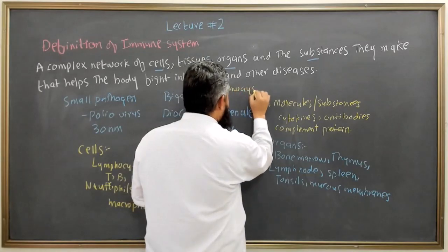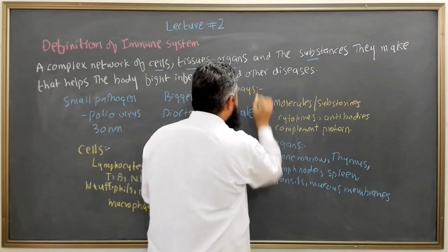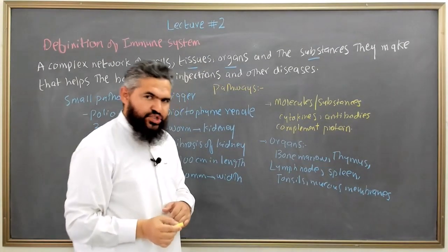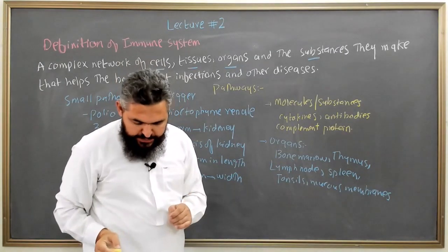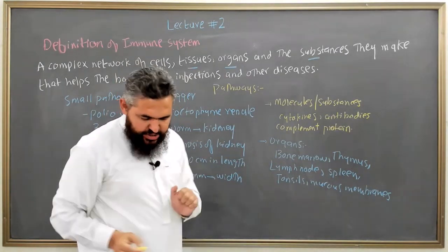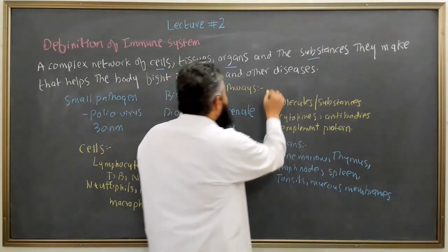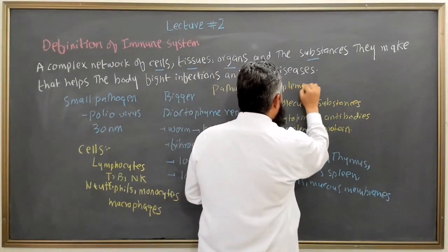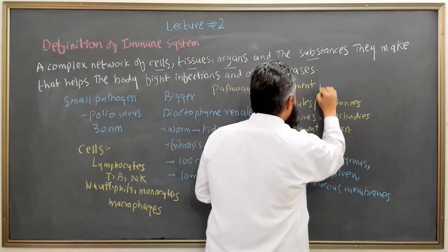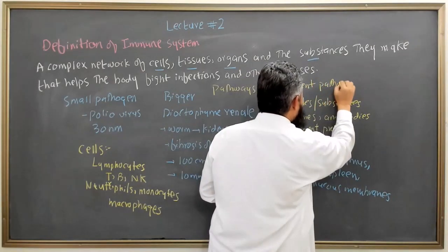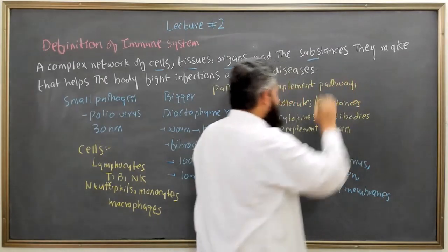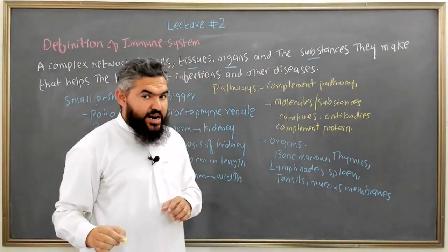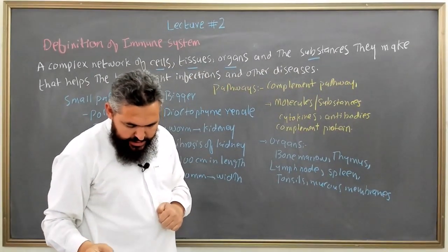Besides these, there are also some important pathways that are involved in the immune system. These pathways are very important in neutralizing the pathogens that enter into your body. Let me give you some examples of these pathways. One common pathway is known as the complement pathway. We will have a detailed discussion on all of these pathways. The complement pathway is one of the important pathways of the immune system.